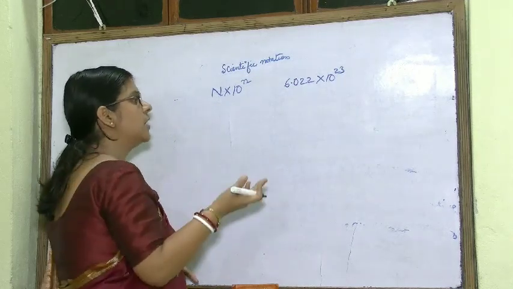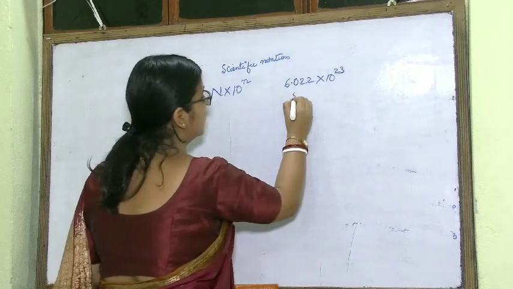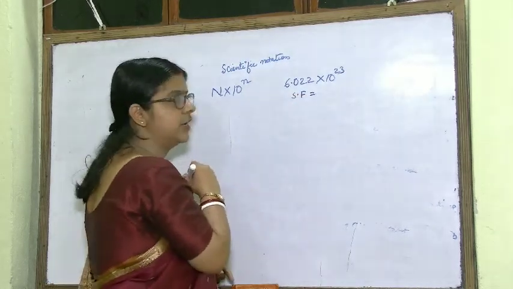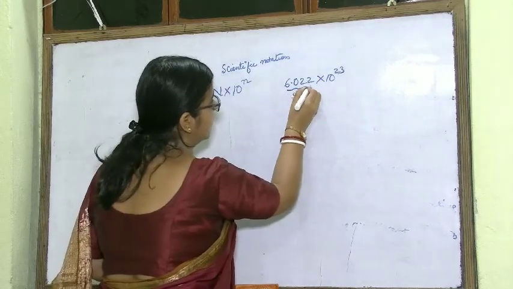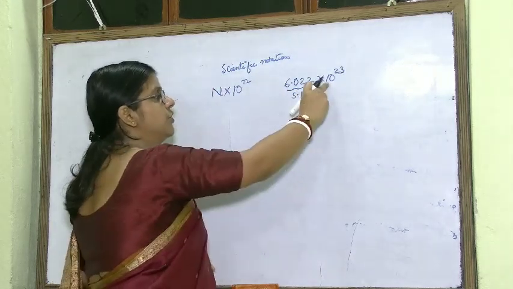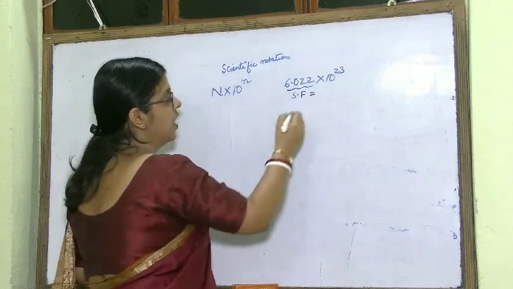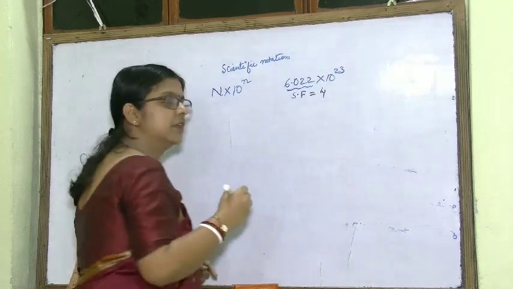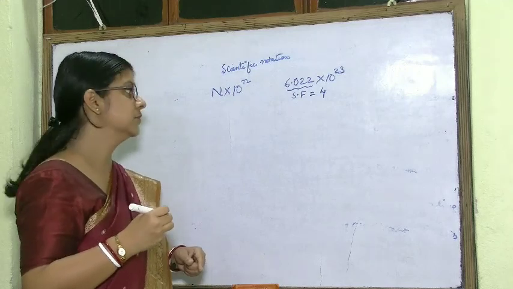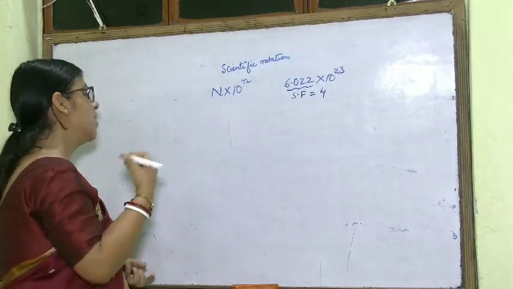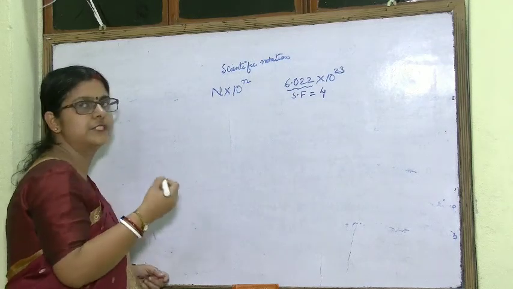Now if you are asked to find the number of significant figures here, you will calculate it from this part only. You need not consider the power of 10. So how many significant figures will there be? It will be equal to 4. 1, 2, 3, 4.